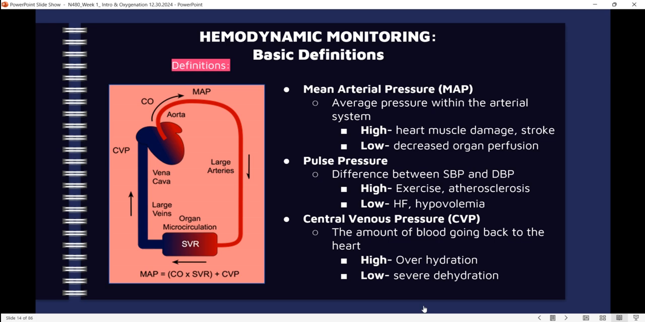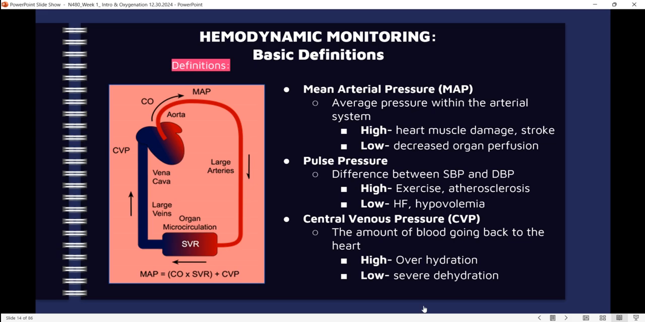Then we have our CVP, or central venous pressure. And this is the measurement of pressure within the heart, essentially telling you how much blood is going back to the heart. But I like to think of CVP as pressure within the heart. So CVP normally ranges between 2 and 6 millimeters of mercury. Going back real quick, your MAP normally ranges between 70 and 100 millimeters of mercury. No measurement that you need to know from pulse pressure. So MAP is 70 to 100. All right, going back to CVP. CVP normally ranges between 2 to 6.